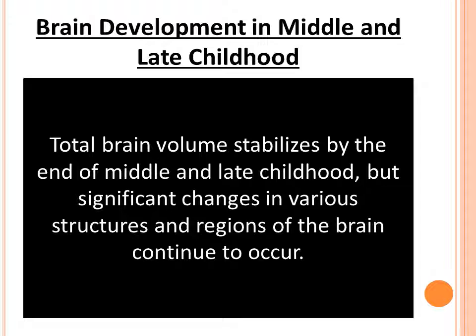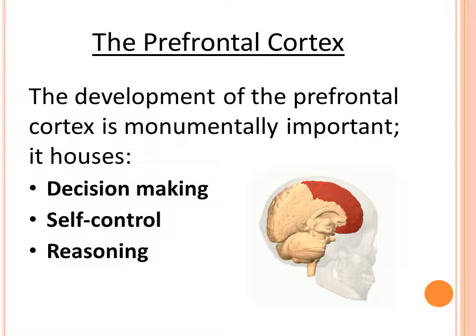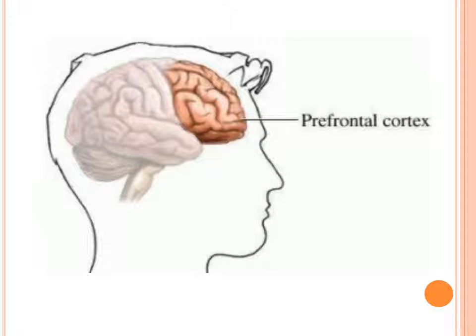Total brain volume stabilizes by the end of middle and late childhood, but significant changes in various structures and regions of the brain continue to occur. In particular, the brain pathways and circuitry involving the prefrontal cortex continue to increase in middle and late childhood. The development of the prefrontal cortex is monumentally important. It houses decision making, self control, and reasoning. Here is an image of the prefrontal cortex.